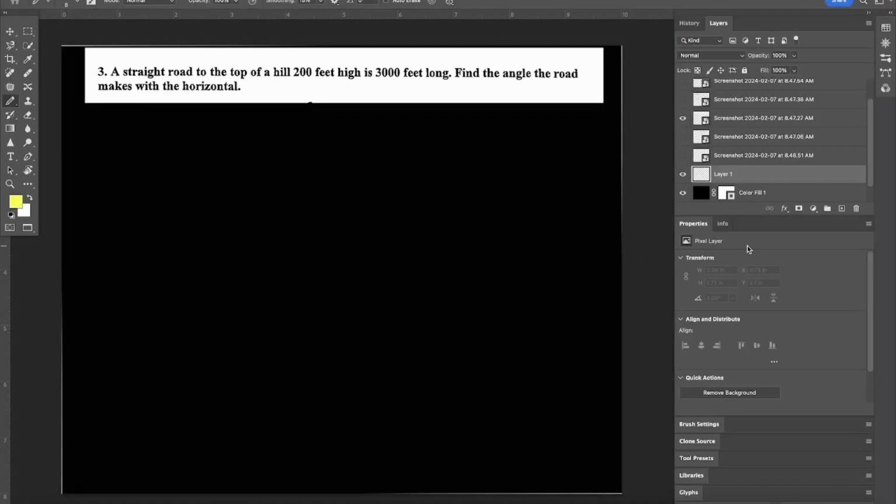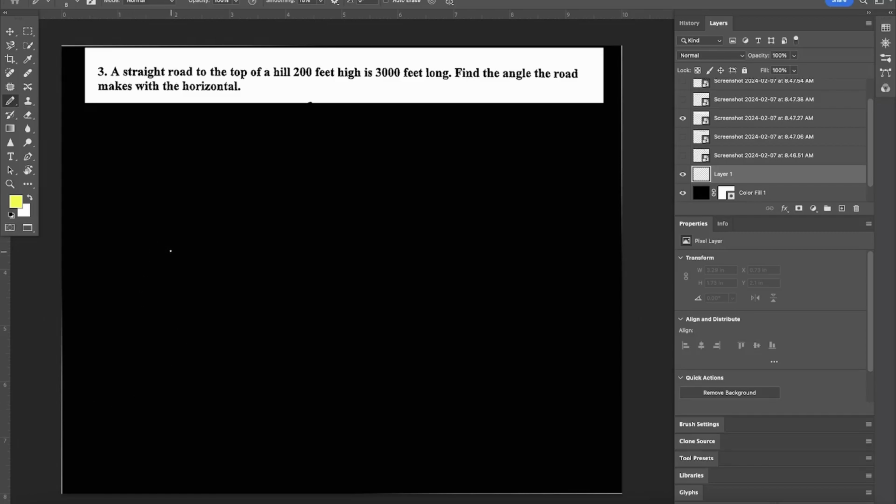So let's try to do example number 3. A straight road to the top of a hill is 200 feet high, which is 3,000 feet long. So find the angle the road makes with the horizontal. So let's create our diagram.